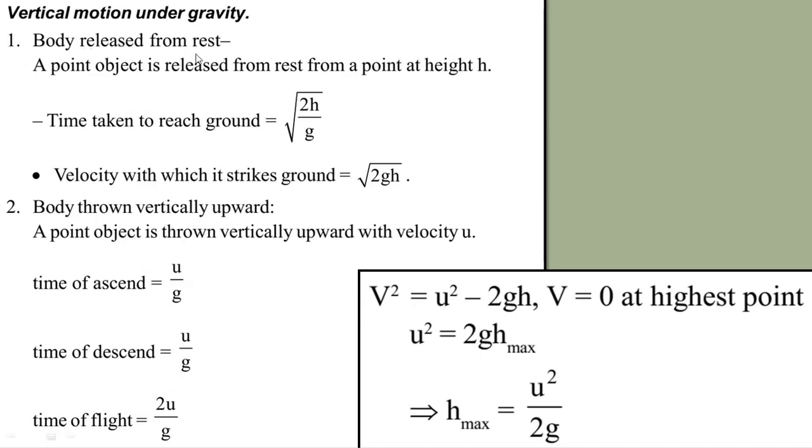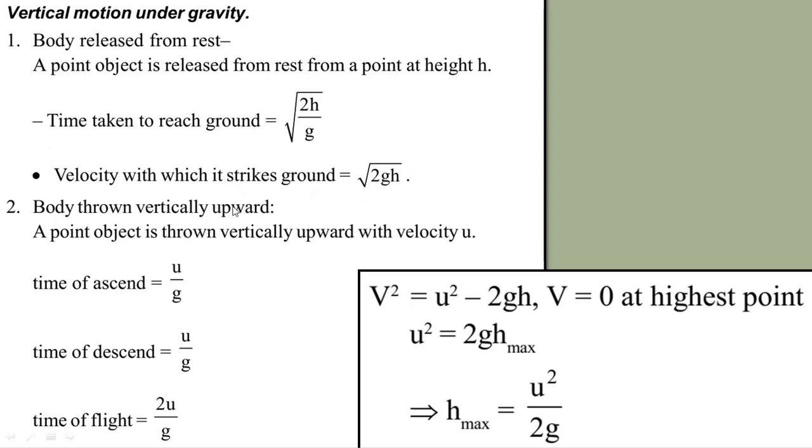Whenever we consider vertical motion, gravitational acceleration is considered. Here the acceleration becomes the gravitational acceleration. First, a body released from rest: a point object is released from rest from a point at height h. The time taken to reach the ground is equal to square root of 2h divided by g, where g is the acceleration due to gravity and h is the height from which the object is released. The velocity with which it strikes the ground is equal to square root of 2gh.